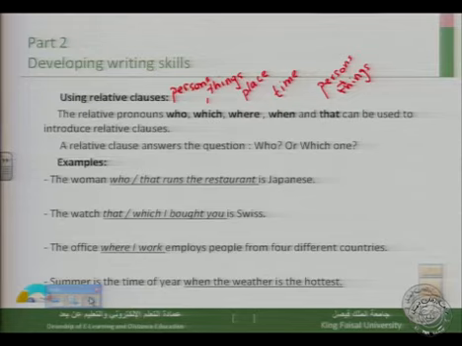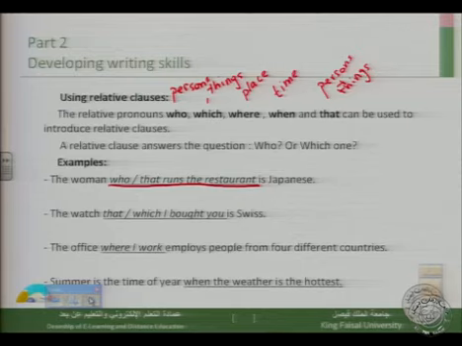The woman who or that runs the restaurant is Japanese. The woman who runs the restaurant is Japanese, or the woman that runs the restaurant is Japanese. So here, the underlined clause is the relative clause. And here we combine two sentences. The first one is the woman runs the restaurant. The second one is the woman is Japanese.